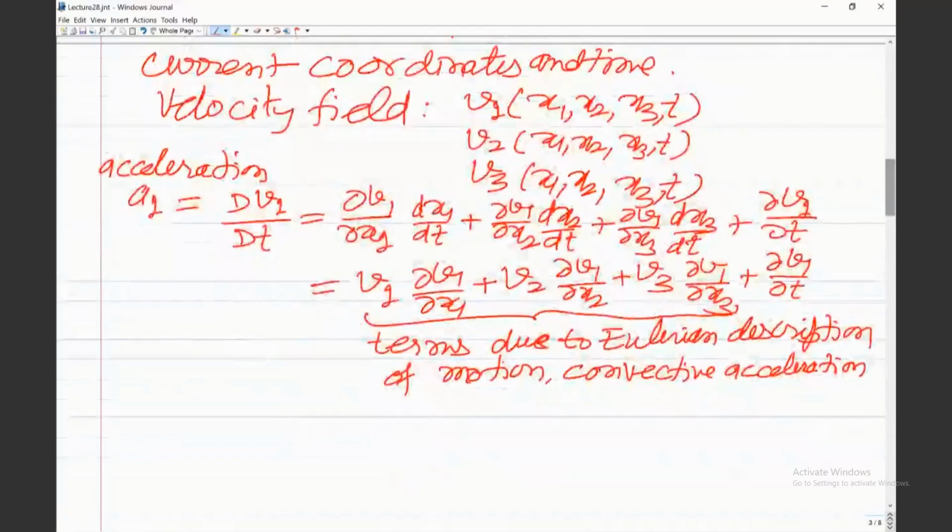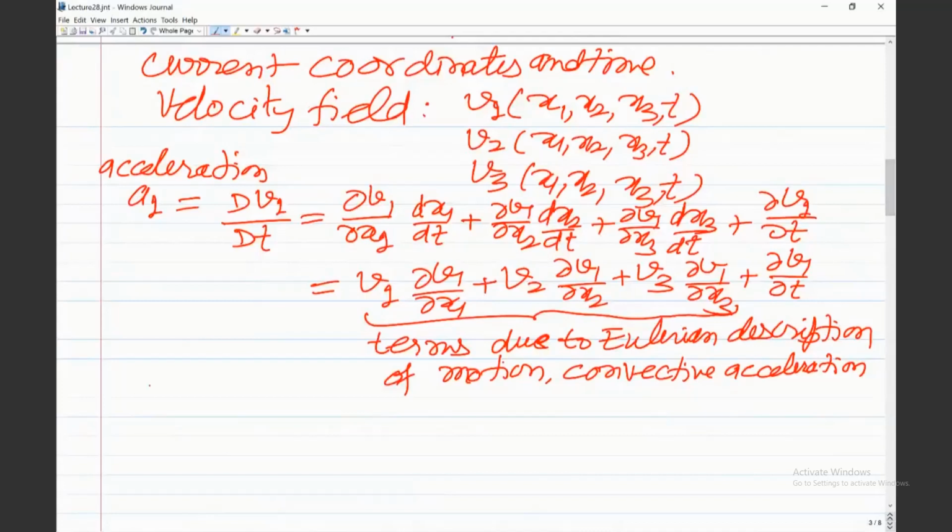So what we are going to do subsequently, because we are going to discuss solid mechanics problems, is discuss more in terms of Lagrangian description of motion. And of course, you can also use updated Lagrangian description, updated Lagrangian formulation.